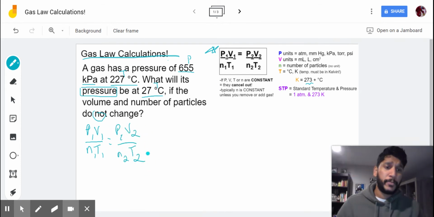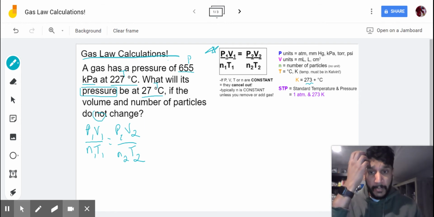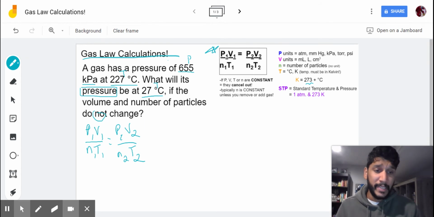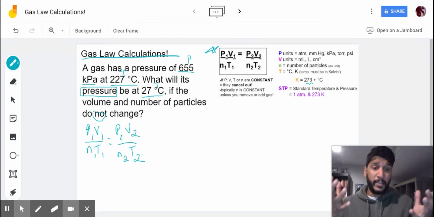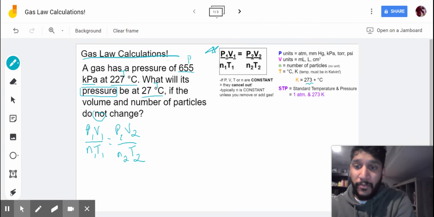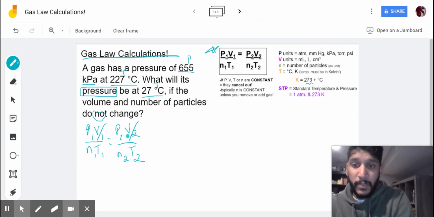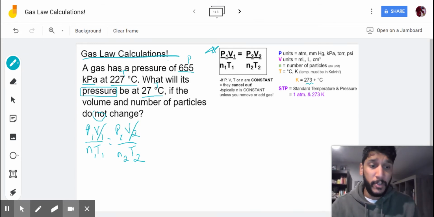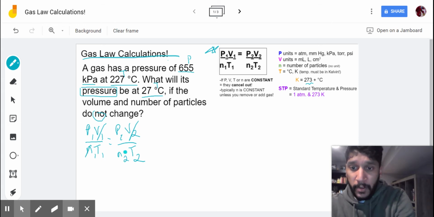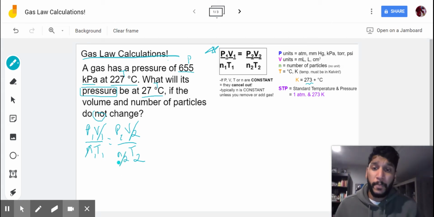All right. So sometimes some stuff stays the same. If something's staying the same, that's constant, right? So if we have two things on opposite sides and they're staying constant, we can cancel them out. So we have volume, so we can cancel out our V1, V2. And we also have number of particles, so we can cancel out N1, N2. So in this problem, we're looking at just pressure and temperature. So we have P1 over T1 equals P2 over T2.